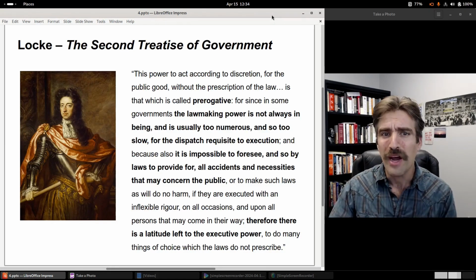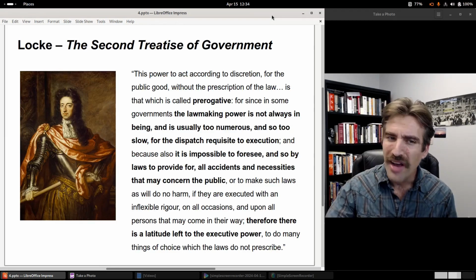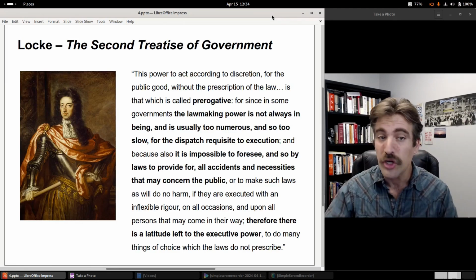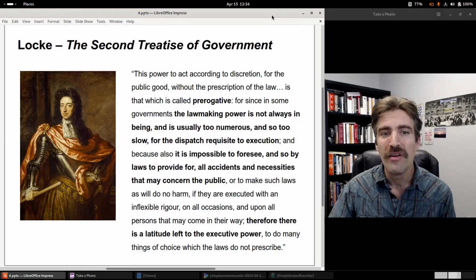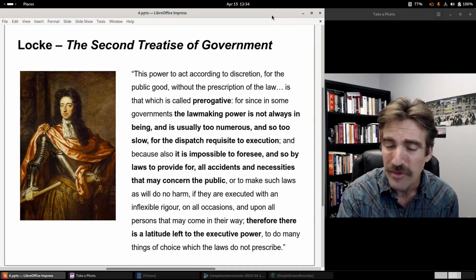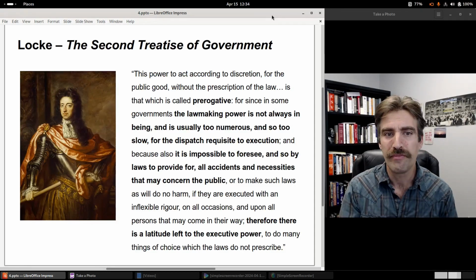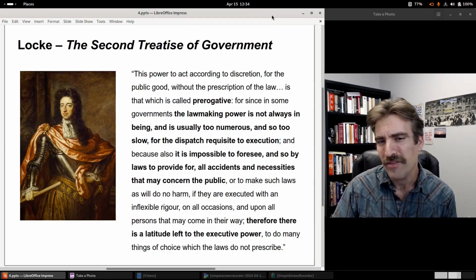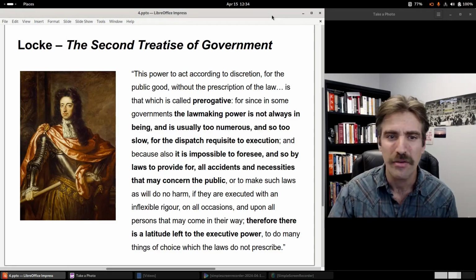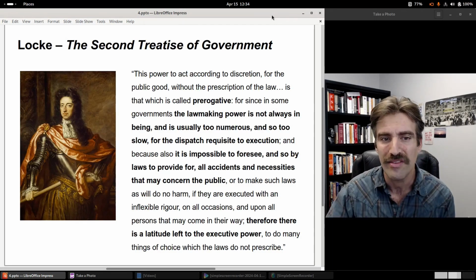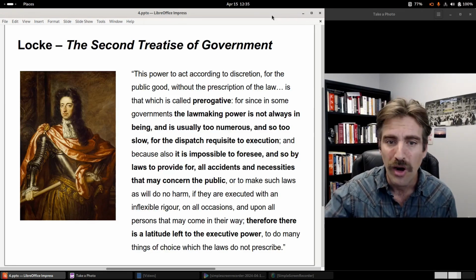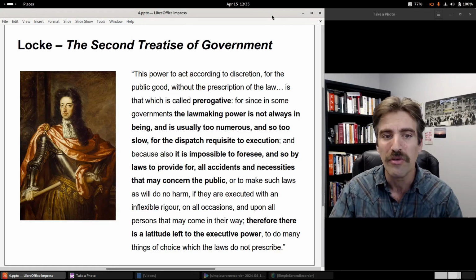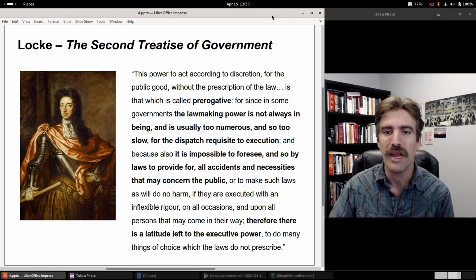For since in some governments, the lawmaking power is not always in being, it's not always in session, or it's often too numerous or too slow for the dispatch requisite to execution, and because also it is impossible to foresee, and so by laws to provide for, all accidents and necessities that may concern the public, or to make such laws as will do no harm if they are executed with an inflexible rigor on all occasions and upon all persons that may come in their way.